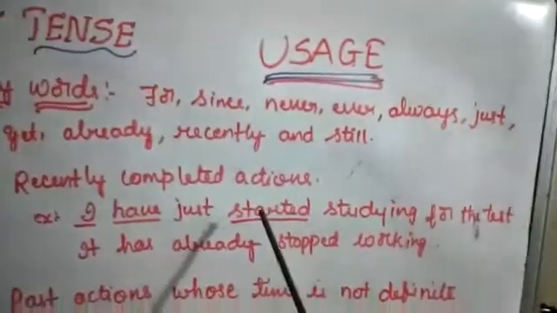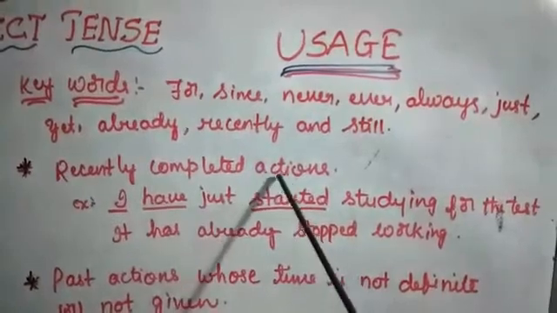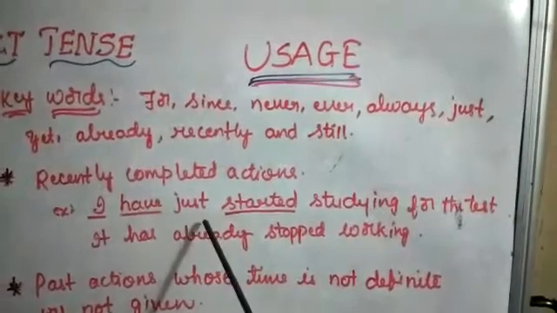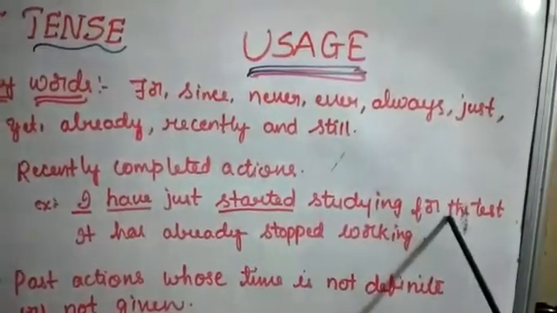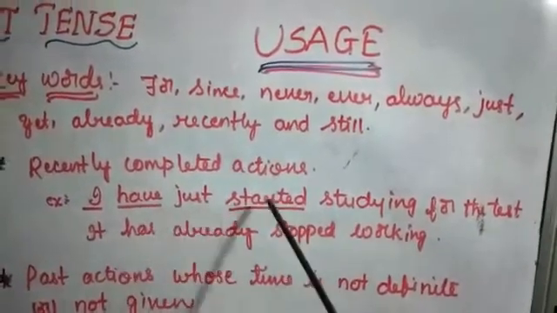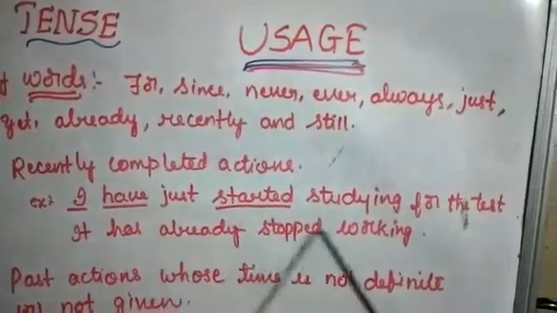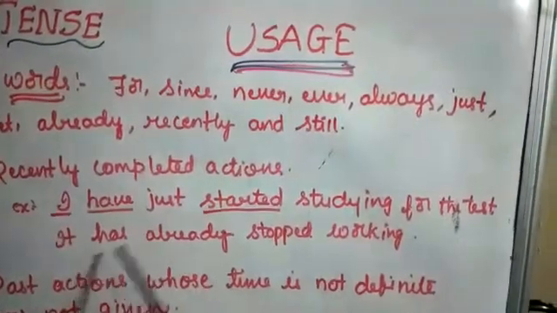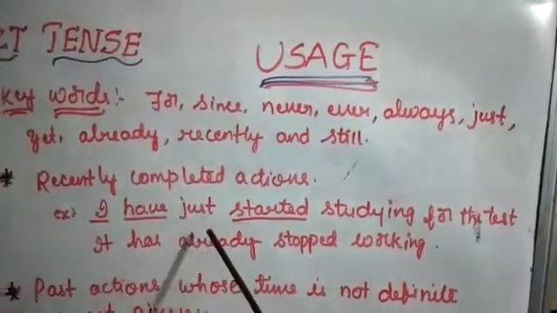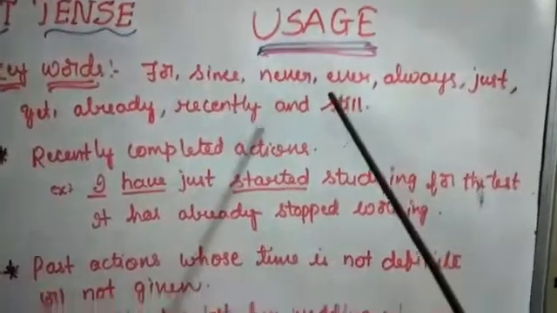Now we will see the uses of present perfect tense. The first one is recently completed actions. We have to use present perfect tense. For example, I have just started studying for the test. Not before. Just has started. Recently completed actions. I have just started studying for the test. He has already stopped working. Stopped working. Has already stopped. Just, already are the keywords to use for present perfect tense, that too for recently completed actions.